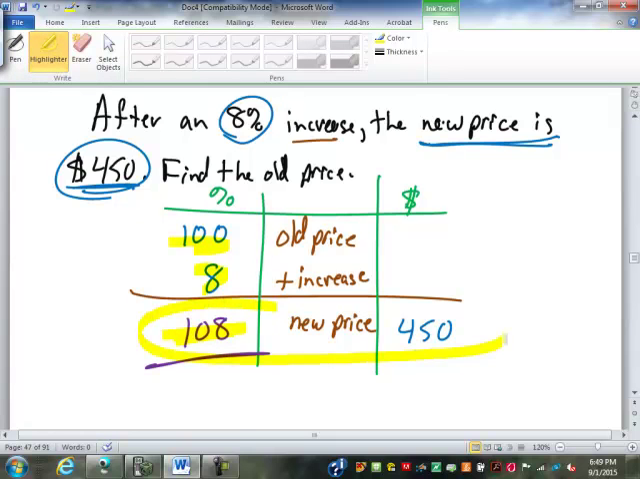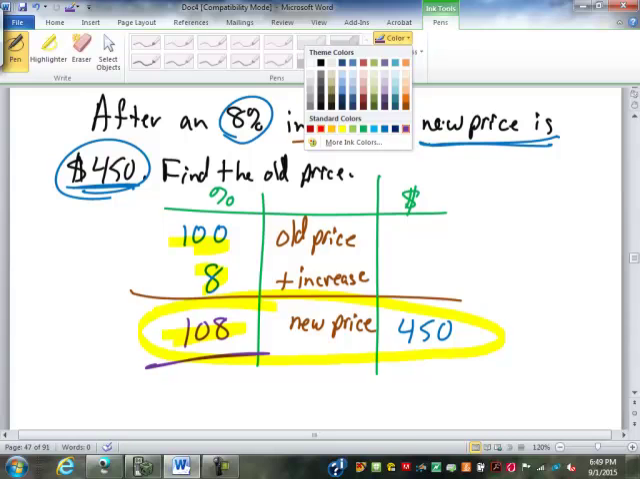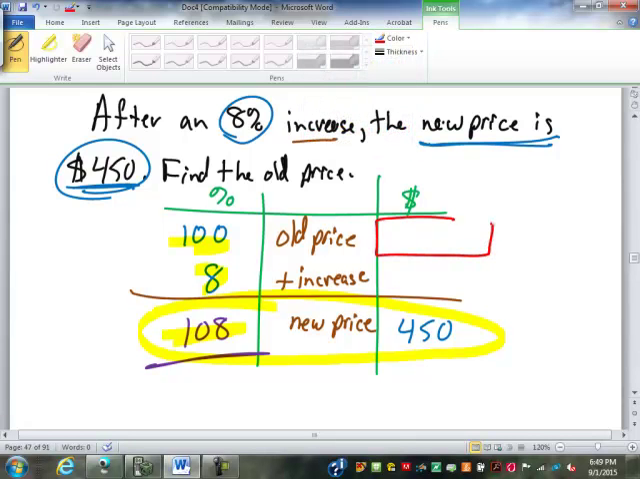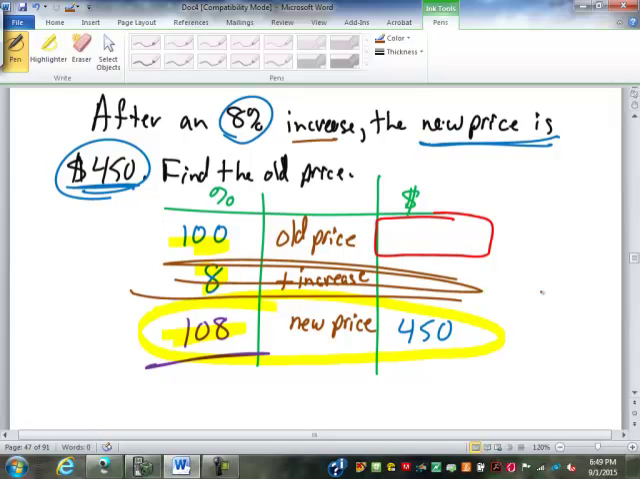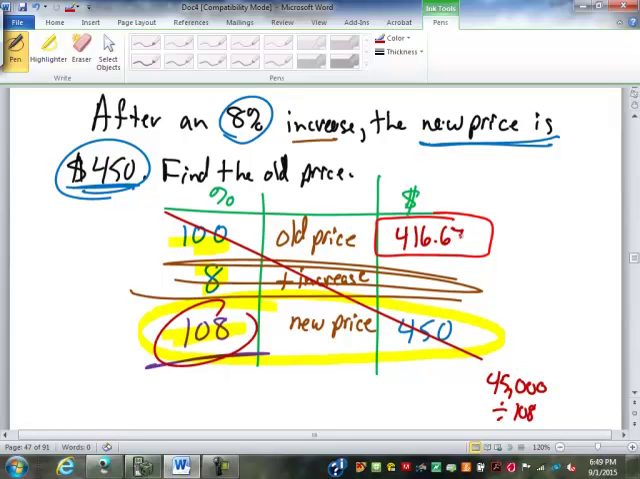So we know we're going to use this row because we have both numbers. What are we looking for in this problem? The old price. We are looking for the old price, which is this one right here. We're not going to use the middle row again this time. So we're going to cross multiply and divide. 100 times 450 is 45,000. Divided by 108 is what? $416.67, I believe.